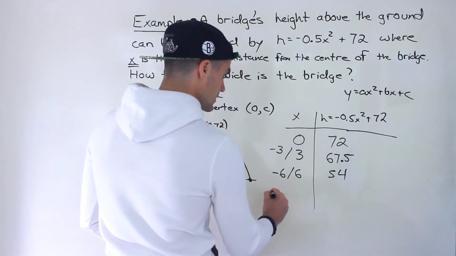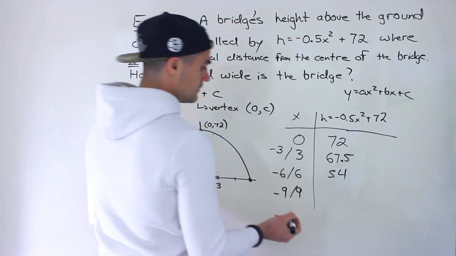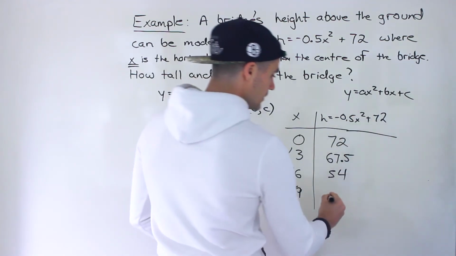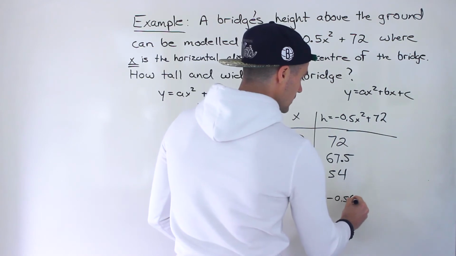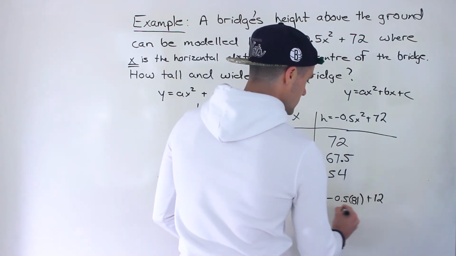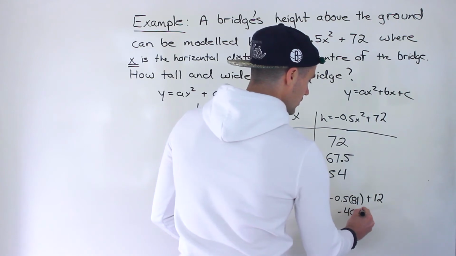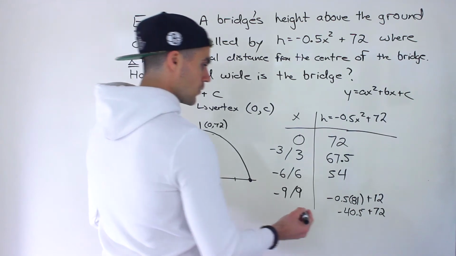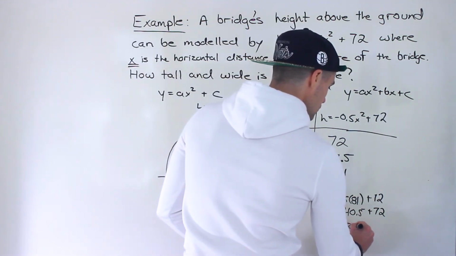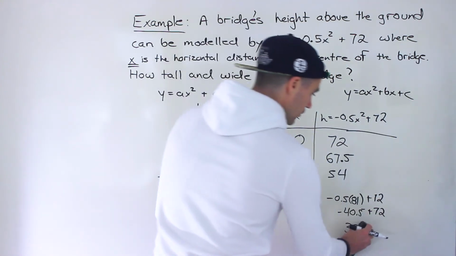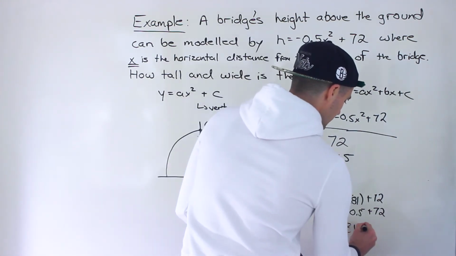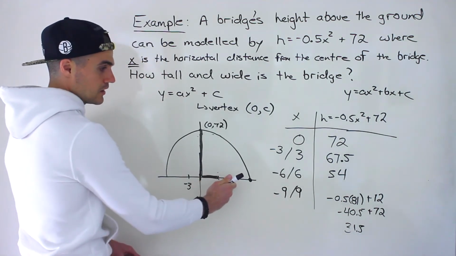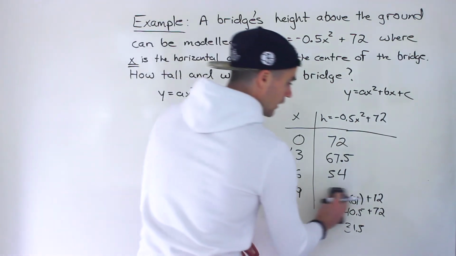So we're going up by 3s. So we got negative 9, positive 9. Right? If we plug that in, we'll have negative 9 or positive 9 to the power 2 is 81. So we'll have negative 0.5 times 81 plus 72. So that's going to give us what? Negative 40.5 plus 72. And then that's going to give us what? 32.5? No, 31.5, sorry. Like that. So at negative 9, positive 9, right, at a horizontal distance of 9, we're going to have a height of 31.5.